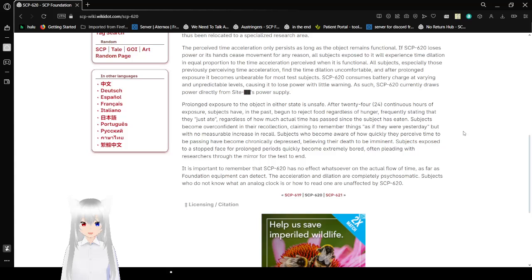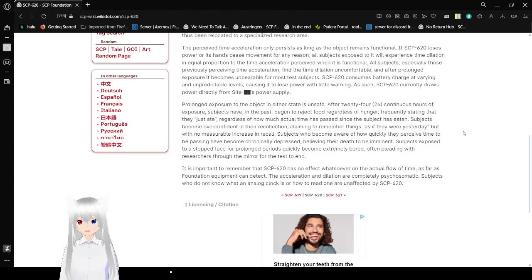for most test subjects. SCP-620 consumes battery charge at varying and unpredictable levels, causing it to lose power with little warning. As such, SCP-620 currently draws power directly from Site-Redacted's power supply. Prolonged exposure to the object in either state is unsafe.